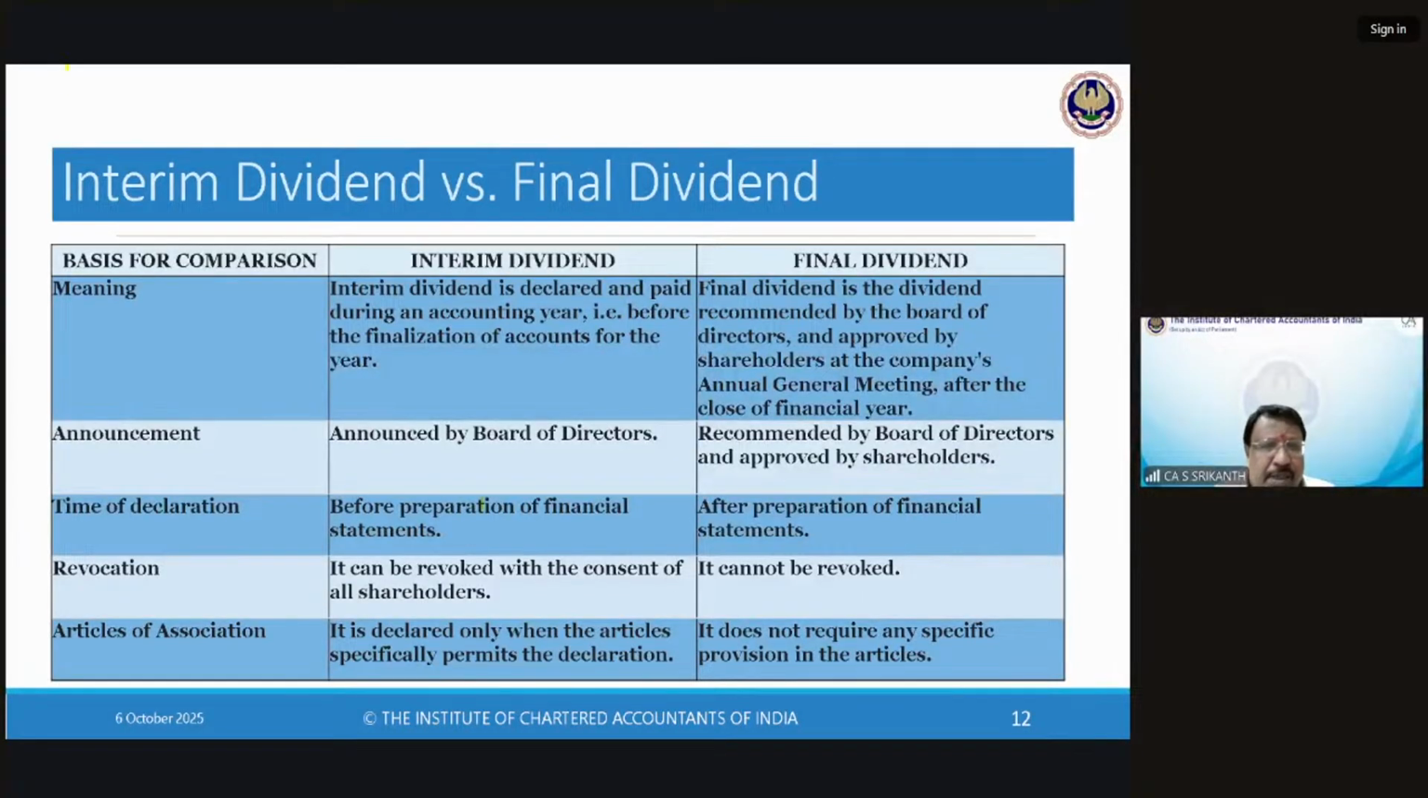Because the directors have no business declaring a dividend when there is no profit. So directors have to be careful. That's all. If you want to declare an interim dividend, be 200% sure that there is a huge surplus with you and that nothing will happen to it. Otherwise, don't take a risk.